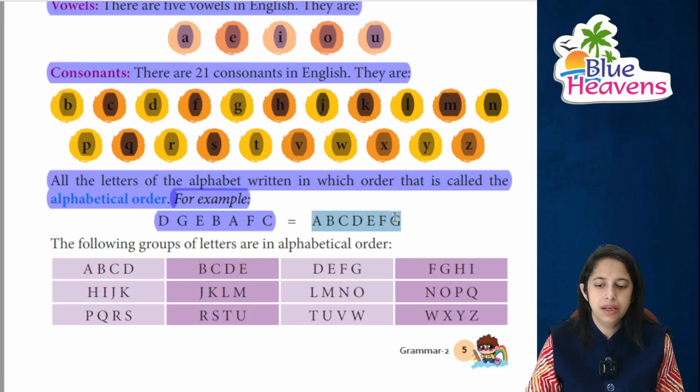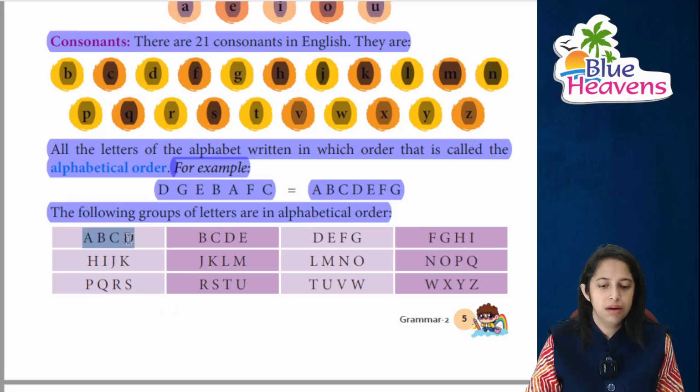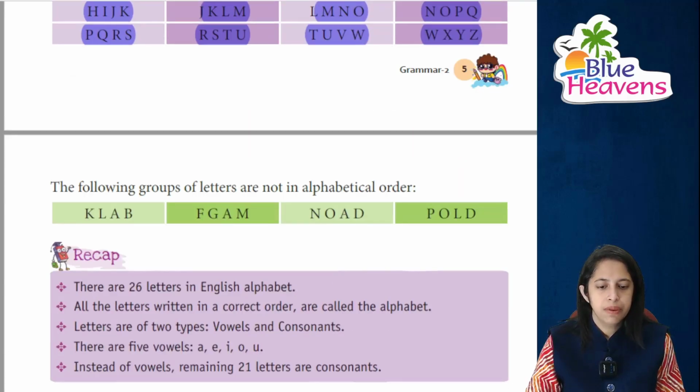So it will be A, B, C, D, E, F, G, H, right? So the following groups of letters are in alphabetical order. हम देख सकते हैं ये सारे जो ग्रुप हैं ये alphabetical order में हैं, जैसे A, B, C, D; B, C, D, E; D, E, F, G; F, G, H, I; H, I, J, K; J, K, L, M; L, M, N, O; N, O, P, Q; P, Q, R, S; R, S, T, U; T, U, V, W; and W, X, Y, Z, right? So the following groups of letters are not in alphabetical order.